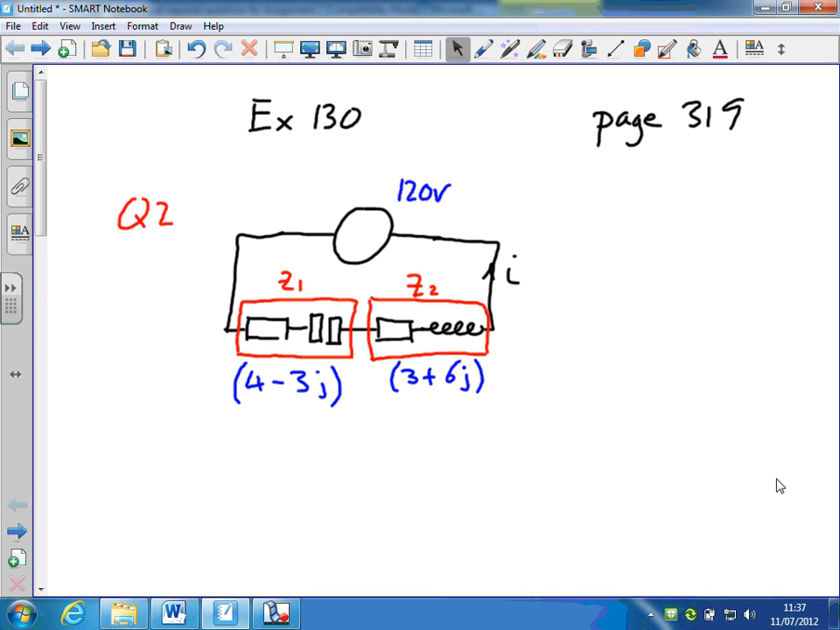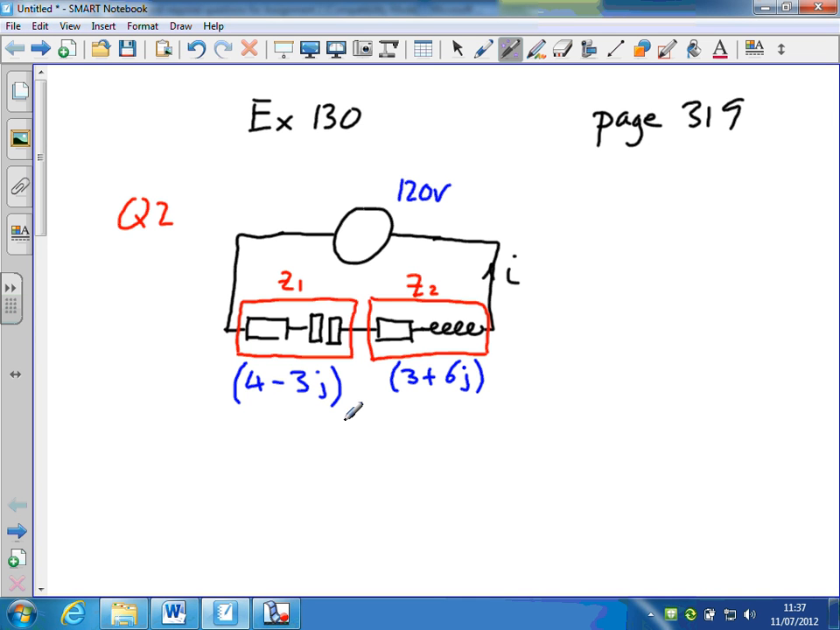So in this question, we've got a 120 volt supply connected to two impedances, Z1 and Z2. Z1 has a value of 4 minus 3J. That means this component, with the red rectangle around it, has a resistive element of 4 ohms and a capacitive reactance of 3 ohms. I know it's capacitive because of the minus inside the impedance. Connected in series with that is another component with a resistive element of 3 ohms and an inductive reactance element of 6 ohms.